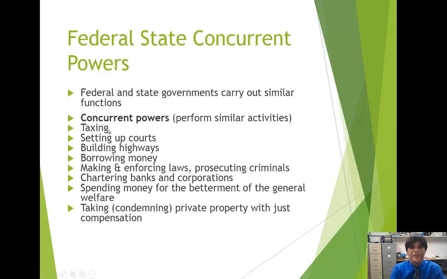Taxing. Both the federal and the state governments engage in taxing. The reason is because taxing is important to raise revenues. If you want to pay for the programs and the roads and the infrastructure and things like that, taxing is very important. So the federal government collects income taxes, payroll taxes, things like that. But so does Texas. Texas doesn't have an income tax, but Texas also has property tax, sales tax, and things like that. Both the federal government and the state government set up courts.